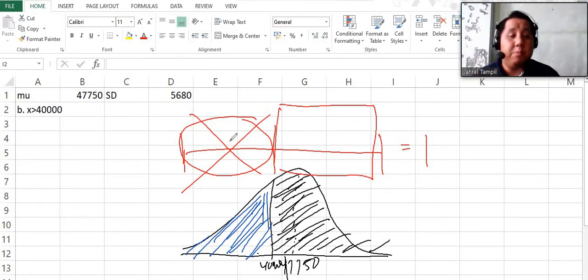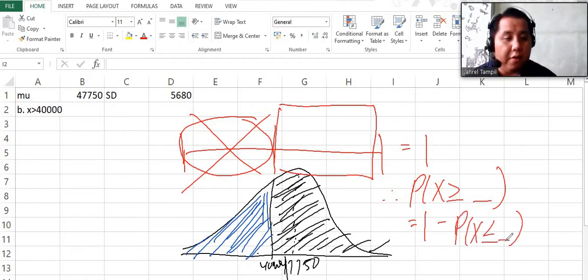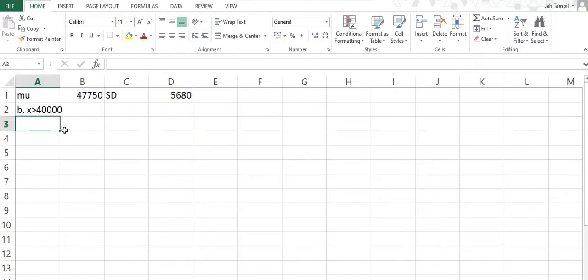And removing, as we all know in math, is subtraction. Therefore, to find the probability to the right of a certain data point, that would be 1 minus the probability to the left of the specific data point. And that's what we will do as well. So now we will use Excel.